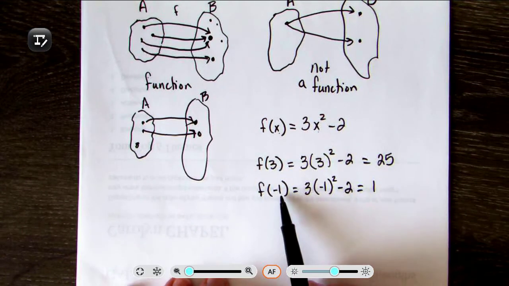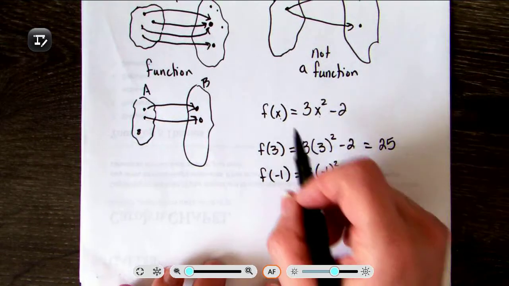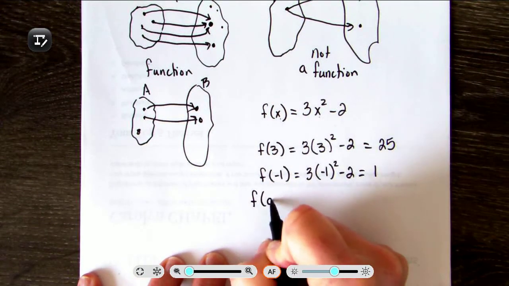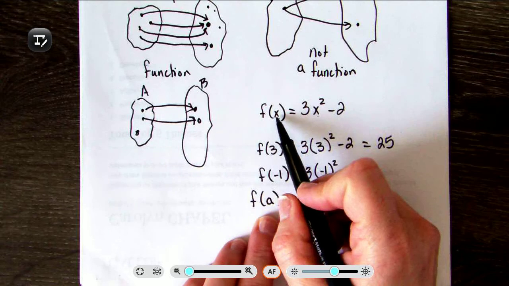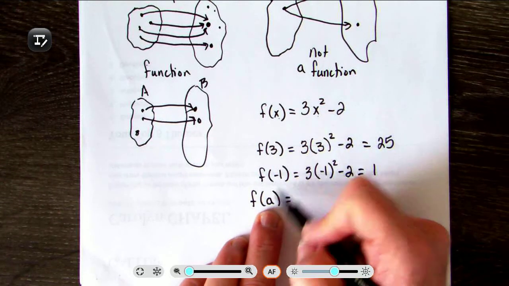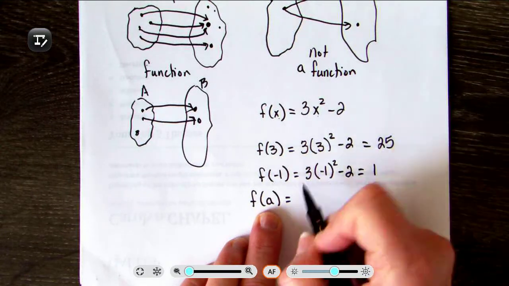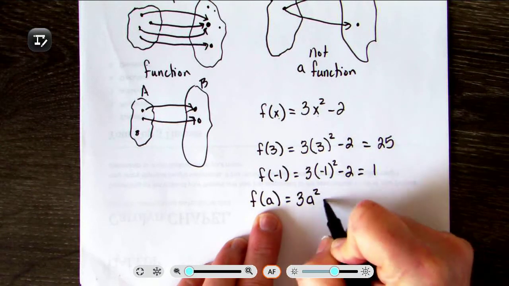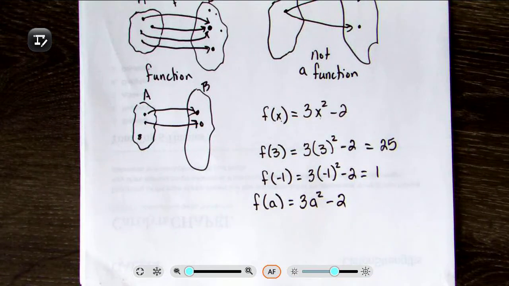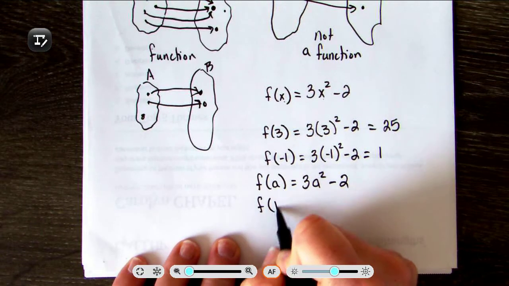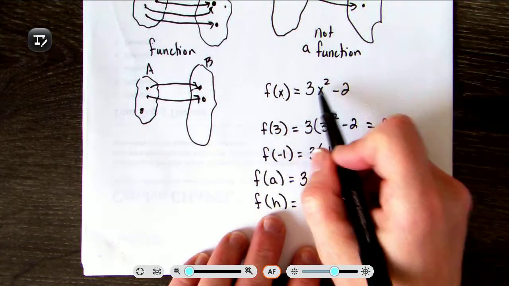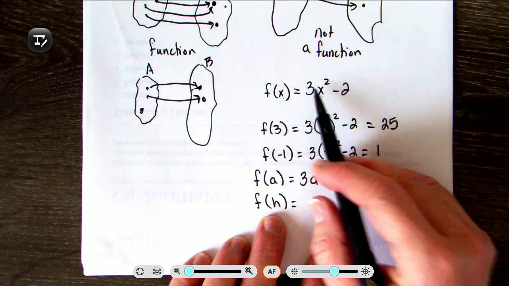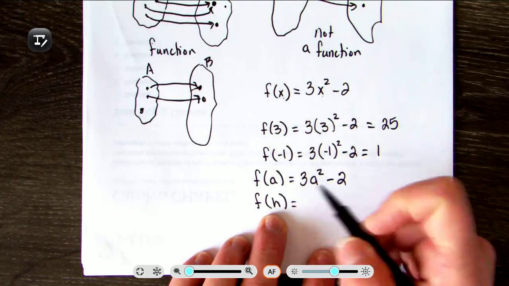We do not have to have numbers for our variable. For that, we could actually calculate what f of a is. Well, f of a is going to be the same thing as if x were a. So we're going to substitute a into our rule wherever we see that x. So it turns into something that looks like this. I could do something like, what is f of h? Again, we're going to replace our variable with its new representation called h.